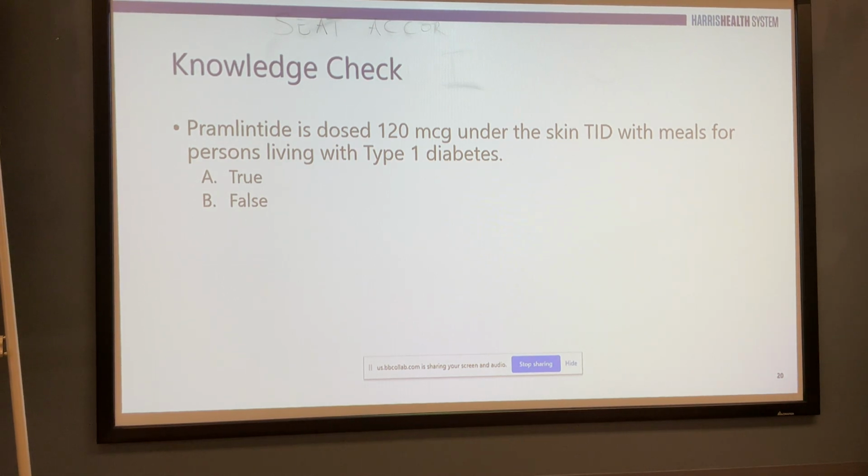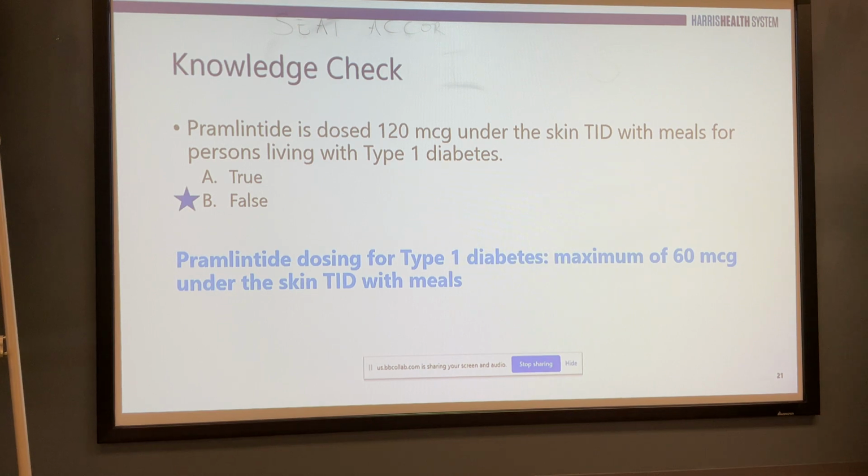Pramlintide is dosed 120 mcg under the skin 3 times a day with meals for persons living with type 1 diabetes. Is that true or false? It's 60, but 3 times a day, yes. I wanted to give you an idea of what kind of questions I'll be asking on the exam. It's going to be very straight to the point, either you know or you don't. The max dosing for people living with type 1 diabetes is 60 micrograms. If you're ever in a retail setting and you know the patient is living with type 1 and you see a dose of 120, you know that's incorrect for them, and you might want to call the doctor. That was pretty good, awesome.